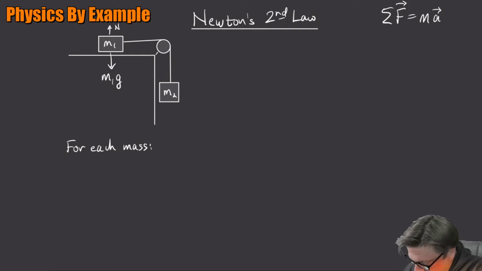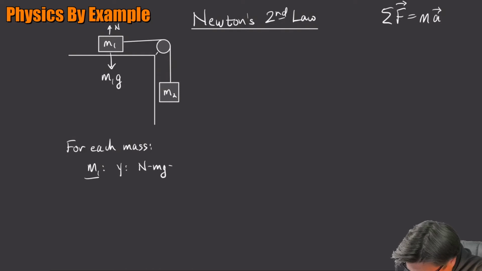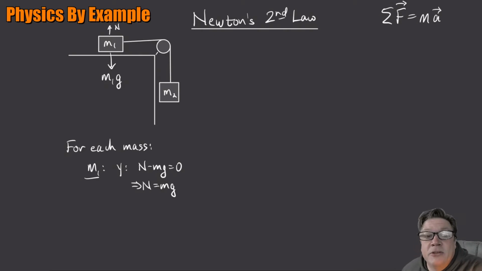So for M1 in the y direction, I've got N minus M1g equals 0. This is telling us the usual thing, that the normal force is just equal to M1g. It turns out that's not even going to matter because we're not going to need it, but this is a classic thing. If something's just resting on a horizontal surface, usually N is equal to mg. Okay, so now let's do the x direction.